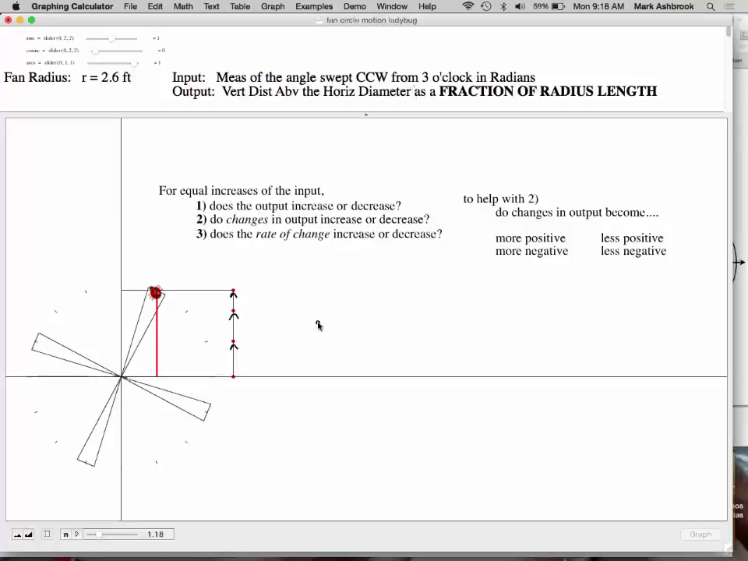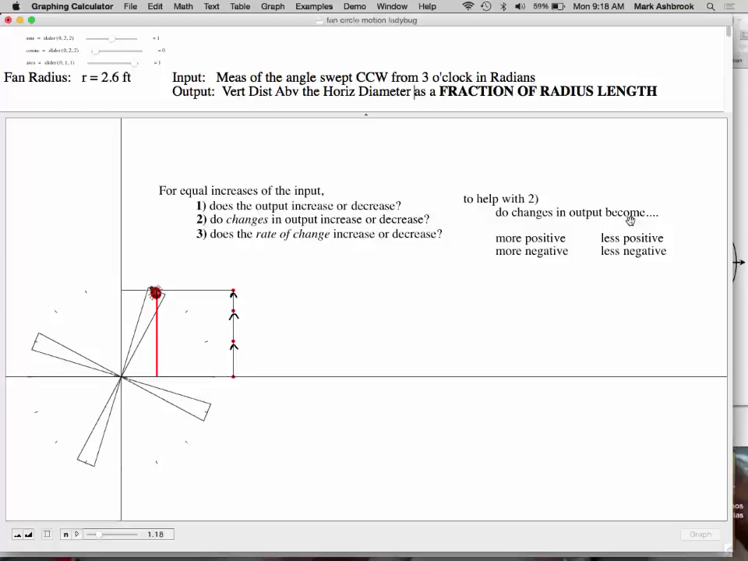So what about the rate of change here in the first quadrant? Is the rate of change increasing or decreasing? Decreasing, because our changes are decreasing. They're getting less positive. The changes are getting less positive, therefore the rate of change is getting less positive.